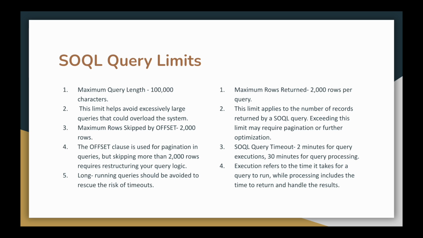If we talk about how many rows it will return, it can return 2000 rows per query, and this limit applies to the number of records returned via a SOQL query. Exceeding this limit may require pagination or further optimization. So if you talk about rows, what does it mean? Suppose you are searching for select Id from Account, so it would return 2000 records at a time, that is 2000 rows.